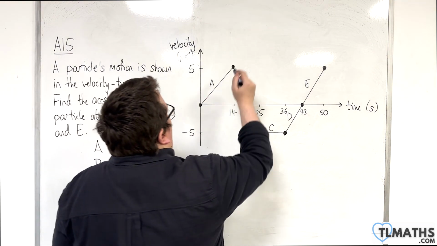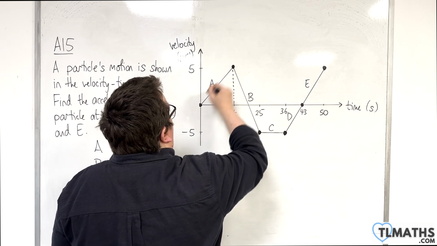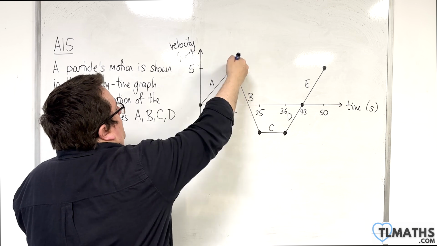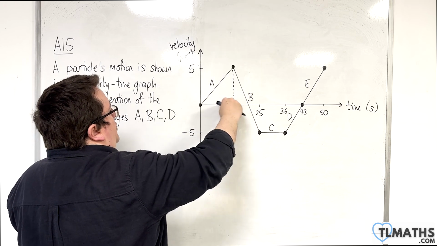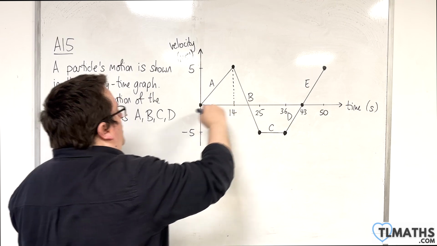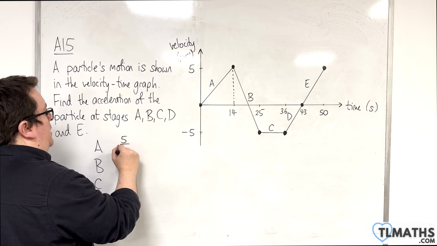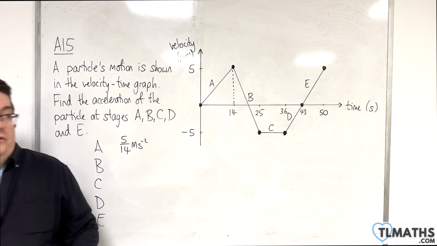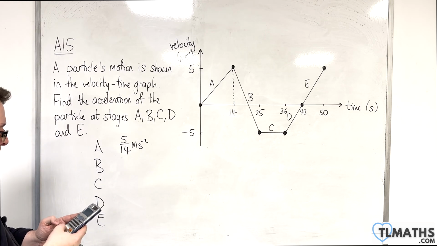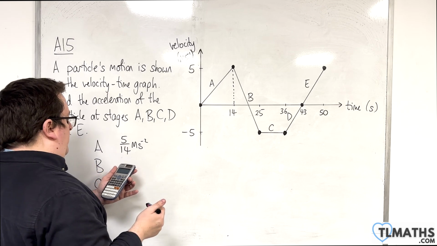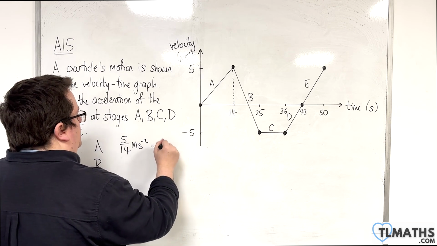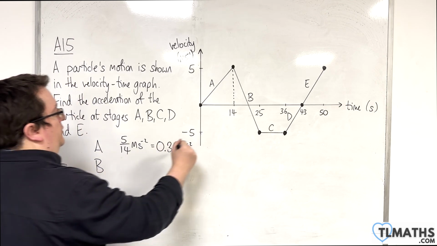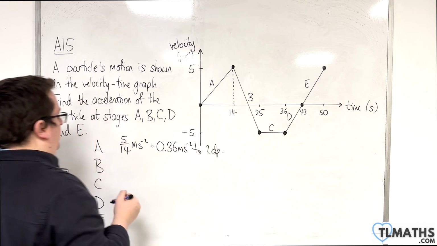So at stage A, what we need to do is work out the gradient of that line. So think of it as a triangle. And we want the difference in the vertical direction divided by the difference in the horizontal direction. So 5 divided by 14 meters per second. And let's do these to 2 decimal places again. So that's 0.3571, so 0.36 meters per second to 2 decimal places.